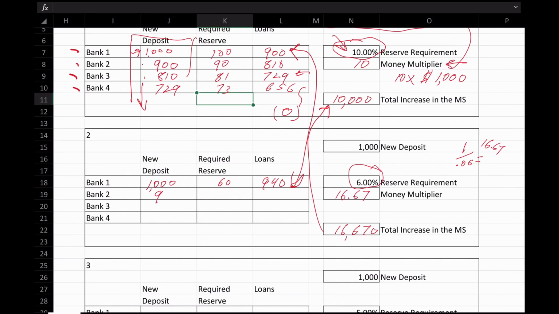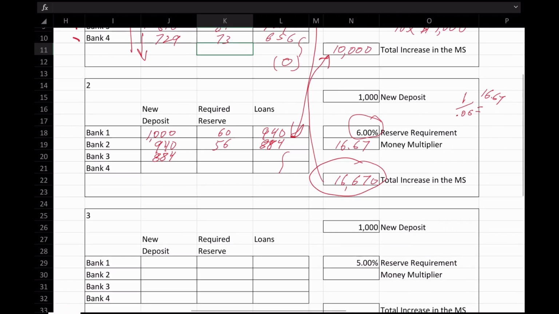So you've got 940 here, and we're going to have to hold out 6% of that, which would be $56. And 940 minus 56 is going to be 884. And so on and so forth. And you can see how that works. So 884, and we can finish filling that out. But we can do the shortcut here and get the increase in the money supply.